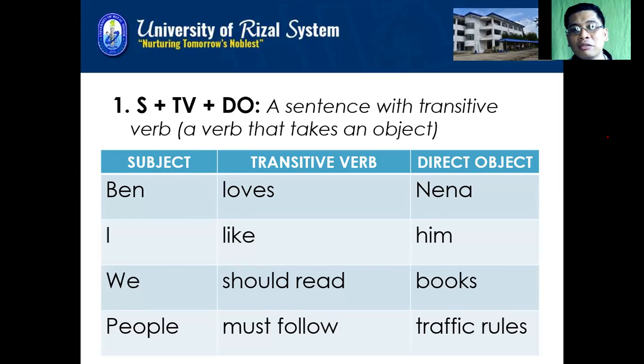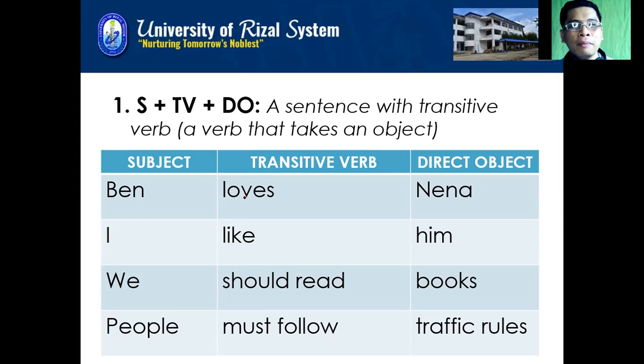Okay, so let's have the first structure, or the first pattern. This first pattern is composed of subject, transitive verb, and direct object. So it is a sentence with a transitive verb. Again, when we talk of a transitive verb, it is a verb that takes an object. In Tagalog, tagatanggap ng kilos.